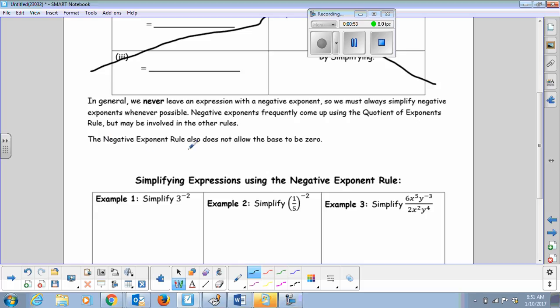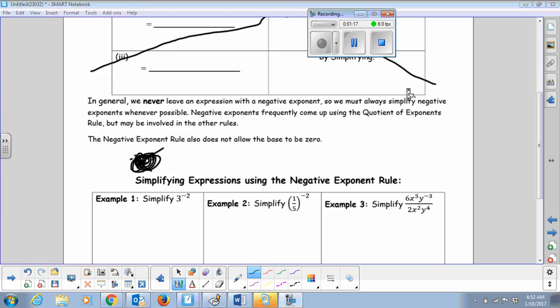And it says the negative exponent rule does not allow the base to be 0. So if you have 0 to the negative 3 or something like this, that's bad. That means you did something wrong. Okay, so you don't need to write this part. If you did, it's fine. But basically, when you have a base of 0 with a negative exponent, I would double check your work.